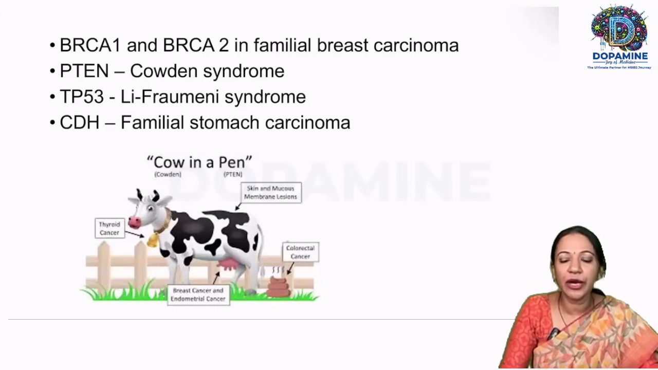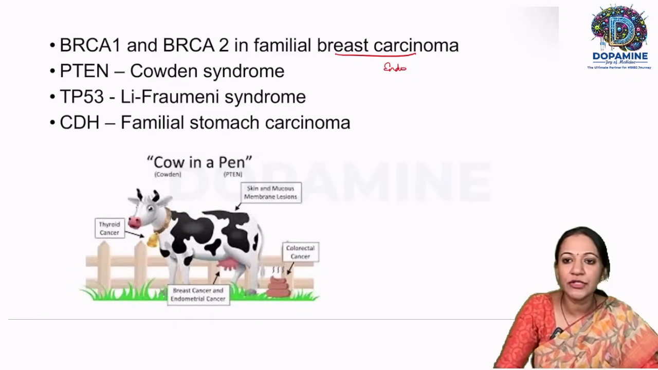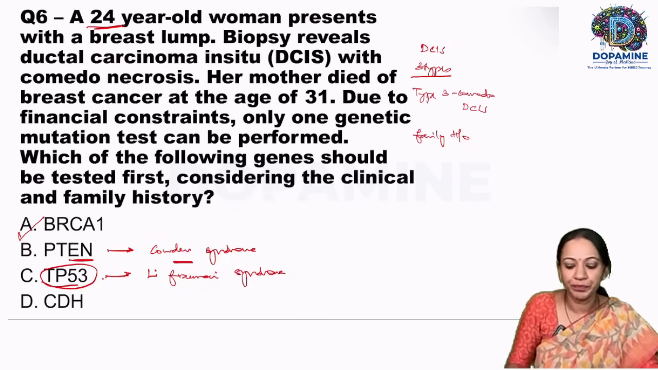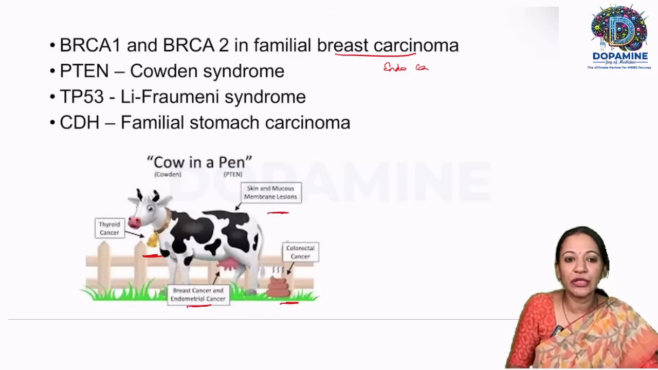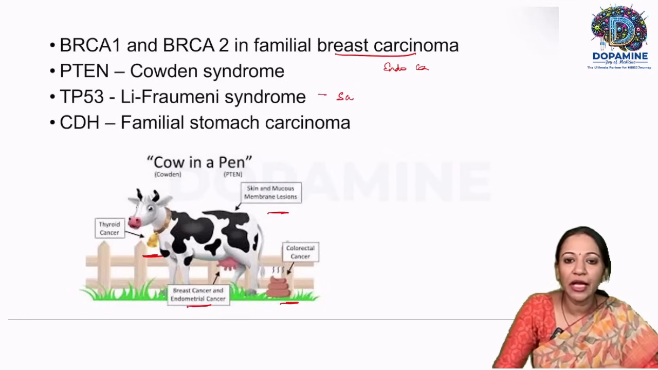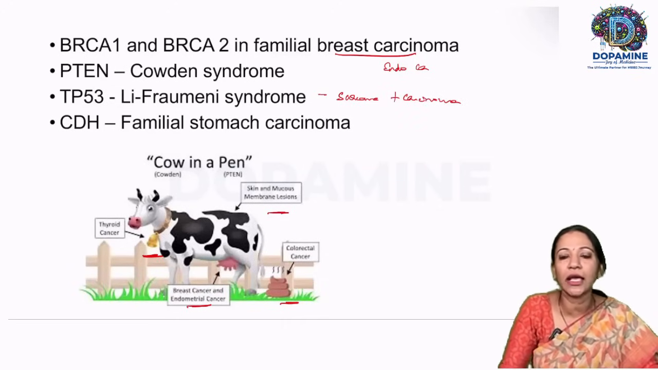So as discussed, BRCA1 and BRCA2 in familial breast cancer also cause, remember, endometrial cancers. That is also possible. PTEN, Cowden syndrome, I hope all of you are very familiar with this picture. The bell of the cow is thyroid, skin and mucous membrane lesions, colorectal cancers, breast cancer, endometrial cancer. Li-Fraumeni syndrome, P53 mutation will cause this. These people will not have only carcinoma, but remember, they will have sarcomas as well. Sarcoma plus carcinoma. Any cancer, any sarcoma, anything can happen with P53 mutation, that is Li-Fraumeni syndrome.